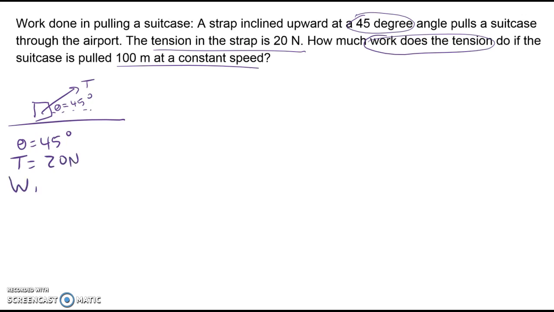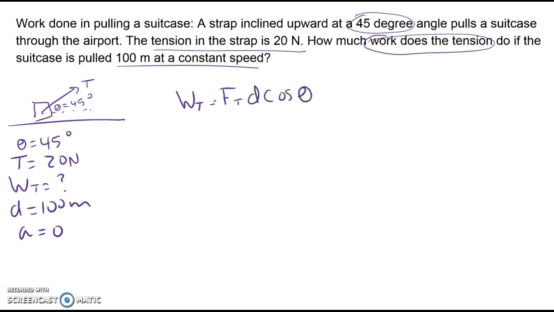We want to find the work done by tension. That's a question mark, and we're told that we displace 100 meters, and our acceleration is 0 because we're moving at a constant speed. Alright, so since we're solving the work done by tension, we take the force of tension, multiply by displacement, multiply times the cosine of the angle between the two vectors. We know the tension force is 20 newtons. We know displacement is 100 meters. We just need to figure out the angle.